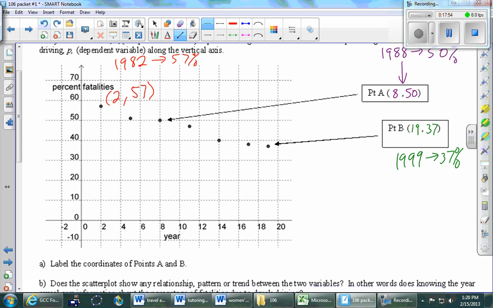Okay, so what if I decided I was going to connect the first 2 points here? So I'm connecting 2 points. Is that a good fit for the line? It's not. It's really good for those 2 points and not very good for all the rest of them.